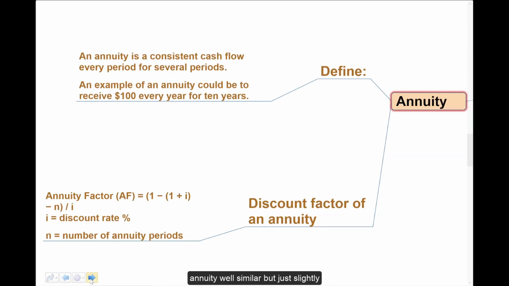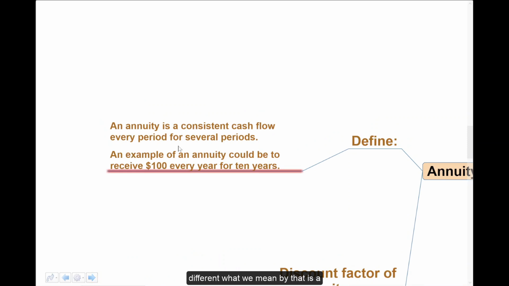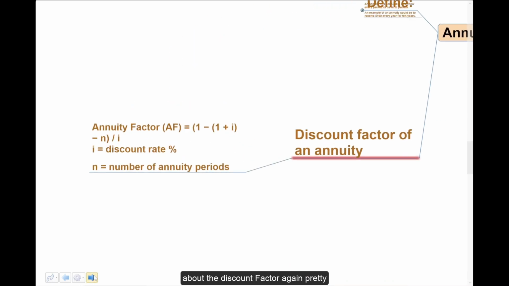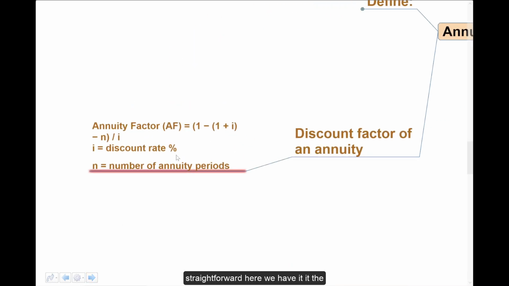What about an annuity? Well, similar but just slightly different. What we mean by that is a consistent cash flow every period for several periods. Let's say 5 years, for 10 years, etc. So an example might be an annuity could be receive $100 every year for 10 years. Okay? So what about the discount factor? Again, pretty straightforward. Here we have it. The annuity factor, or in effect the discount factor, is equal to, open bracket, 1 minus, open bracket again, 1 plus i to the power of minus n, close bracket, divided by i. Okay? So i being the discount rate and n the number of annuity periods. So not overly complicated, and the more practice we do, the better we get.